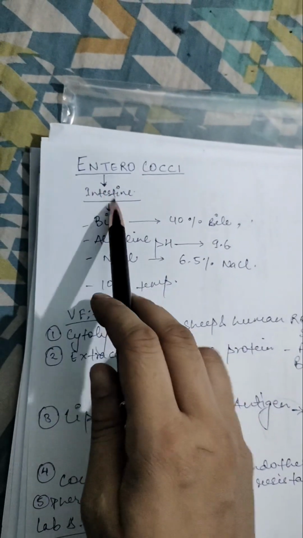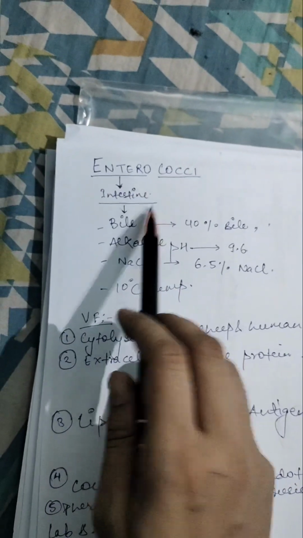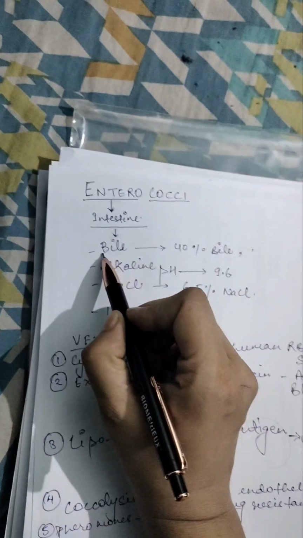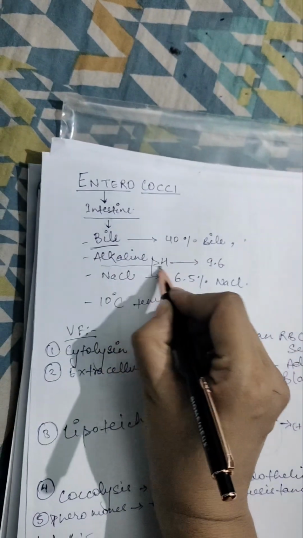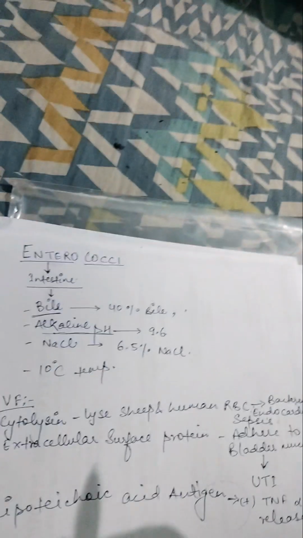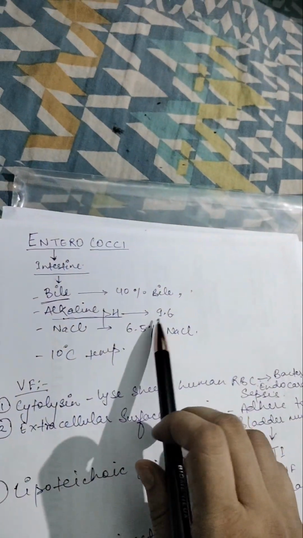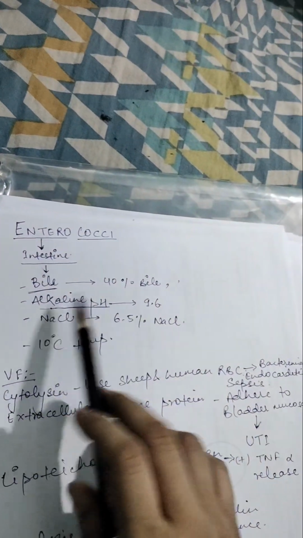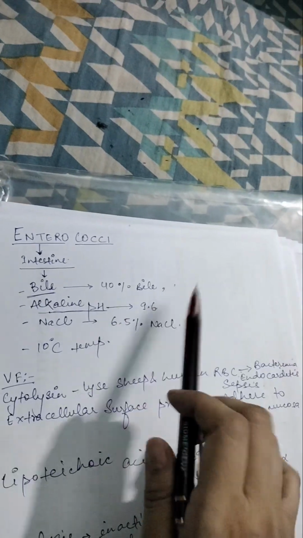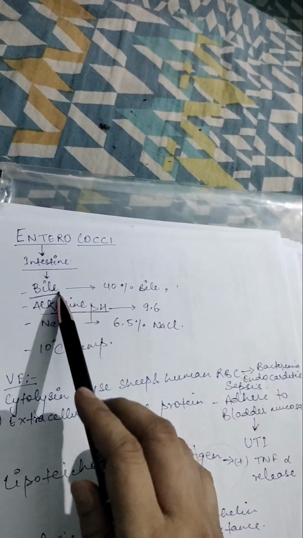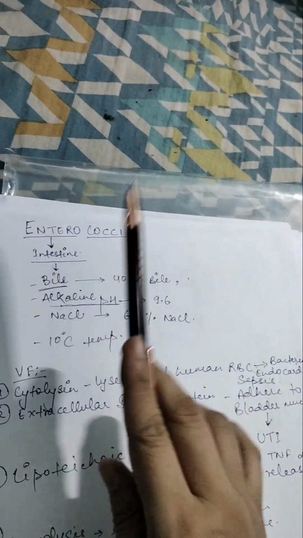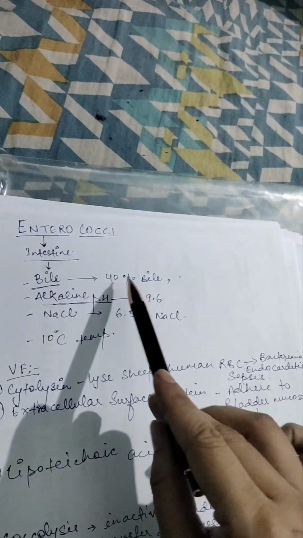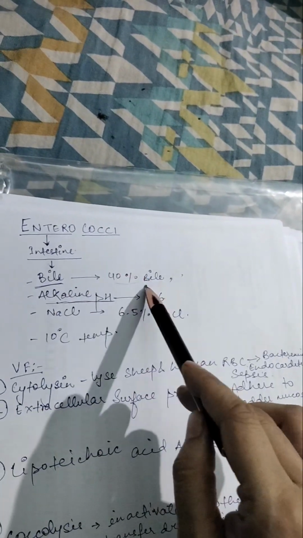As it resides in the intestine, we can infer a few things from this. First, it can survive in an environment which has an alkaline pH, as we know that the small intestine has a pH of 9.6. Also, it can survive in the presence of bile. Enterococcus has the ability to grow in the presence of 40% bile.